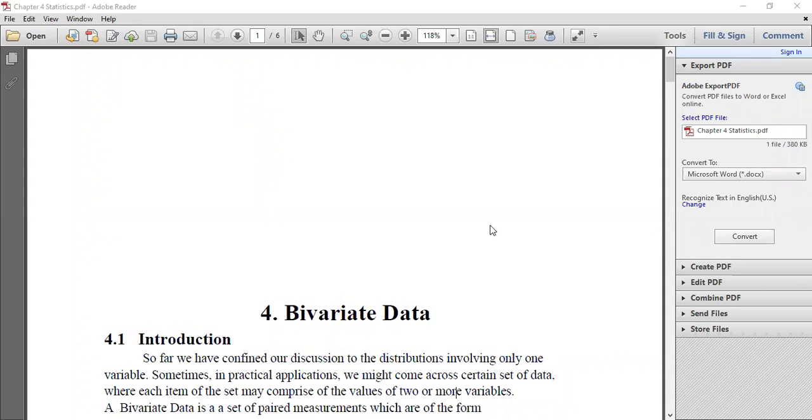So I'm saying for today's class, we said we are going to look at bivariate data. I've indicated this as chapter 4, simply because I shared some notes. I hope you all got the notes that I shared.